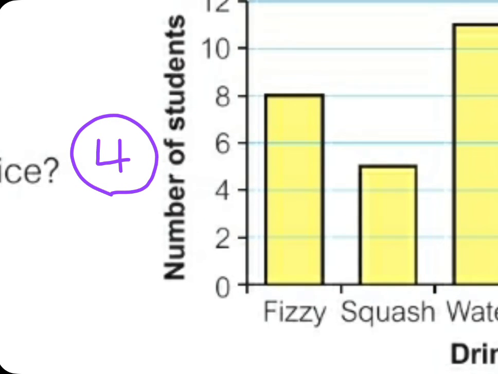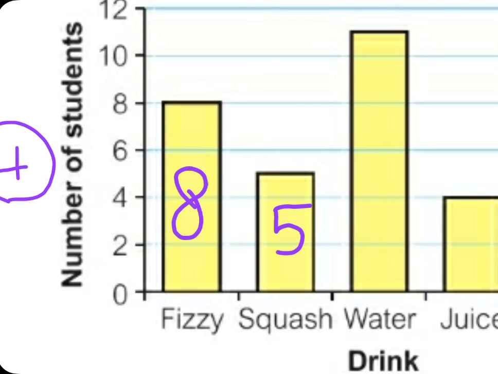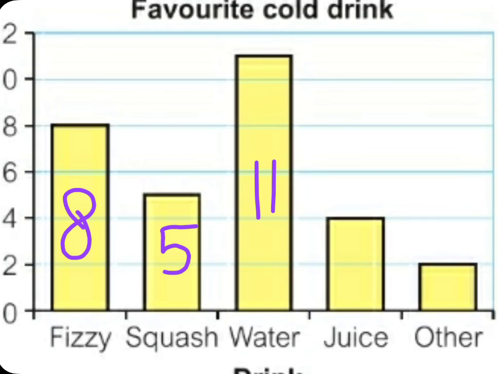For example, we said that 8 students like fizzy drinks because the bar stops at 8. Do you see it? Very good. And then squash, we have 5 students because the bar stops at 5. Water, we have 11 students because the bar stops at 11. And then juice, we have 4. And other, we have 2. What do we do now? We add them all together.